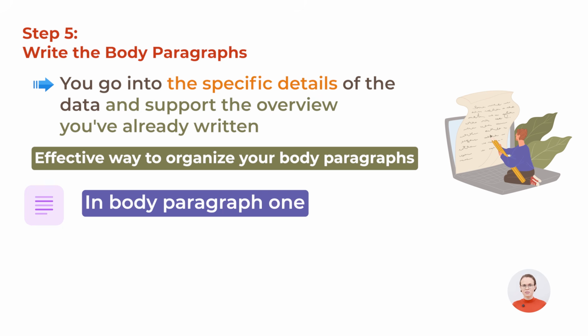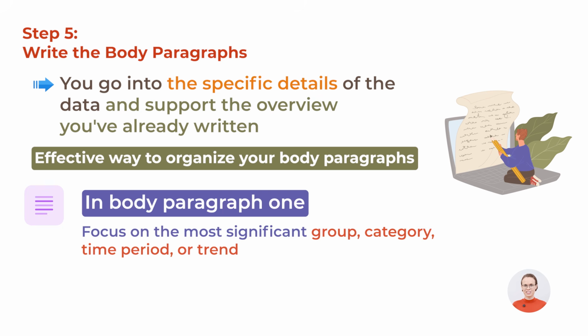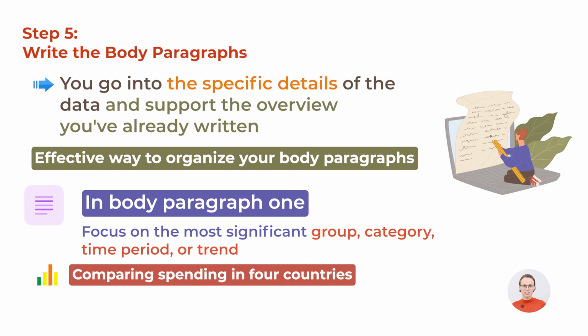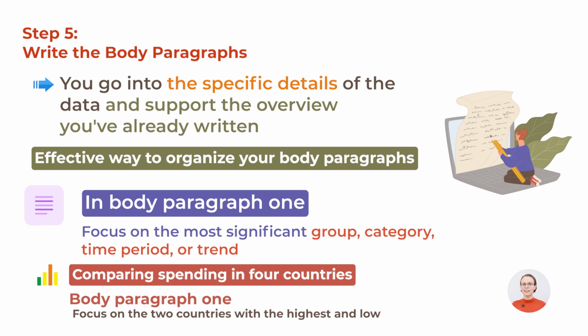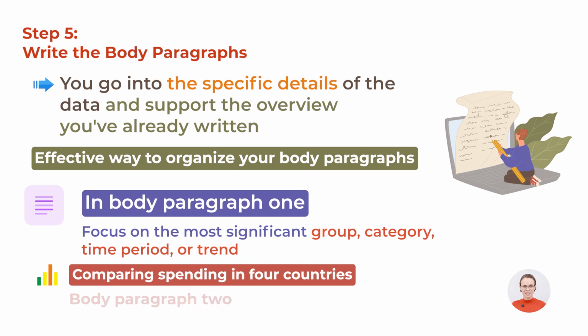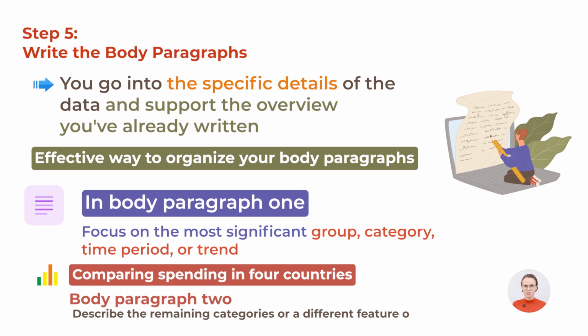In body paragraph 1, focus on the most significant group, category, time period, or trend. For example, imagine you have a bar chart comparing spending in 4 countries. Body paragraph 1 might focus on the 2 countries with the highest and lowest figures. In body paragraph 2, you can describe the remaining categories or a different feature of the data. This could be a notable change over time or an unexpected pattern.